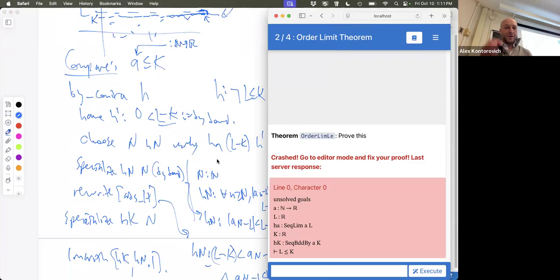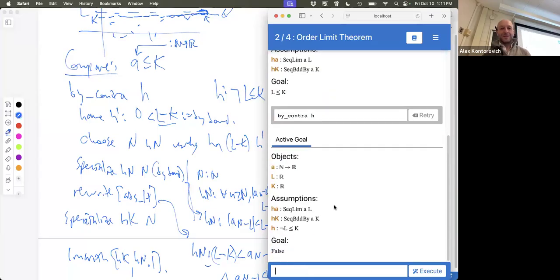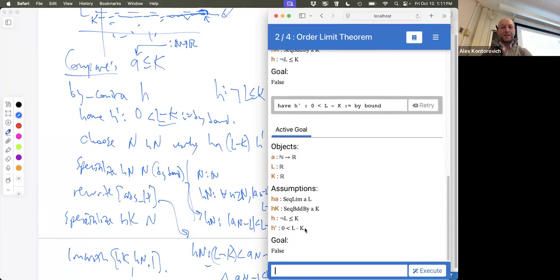Go. Okay, step one, by contra. So it's a proof by contradiction. Okay, so now we have this. So let's have H prime that 0 is strictly less than L minus K. And bound should be able to do that for us. Great. That's our epsilon. So the key idea is to use L minus K as the epsilon.